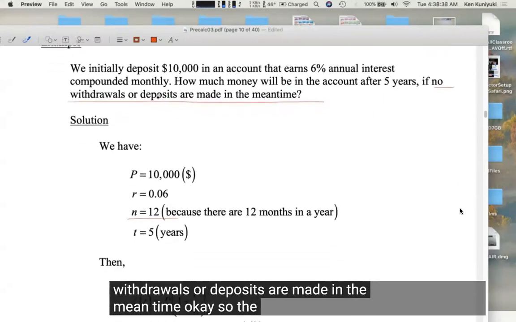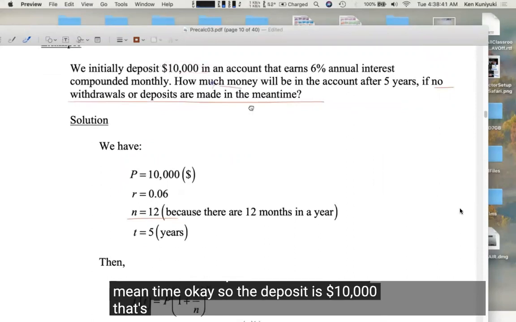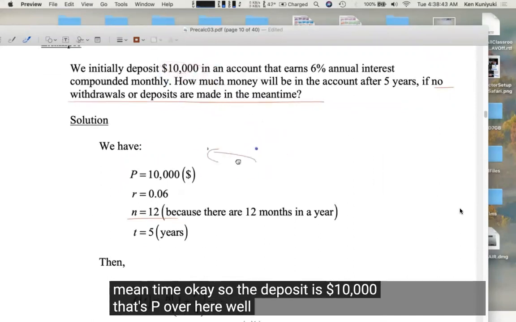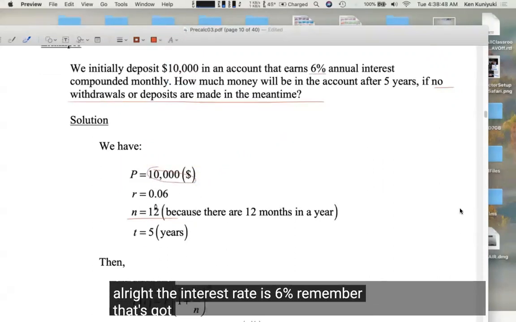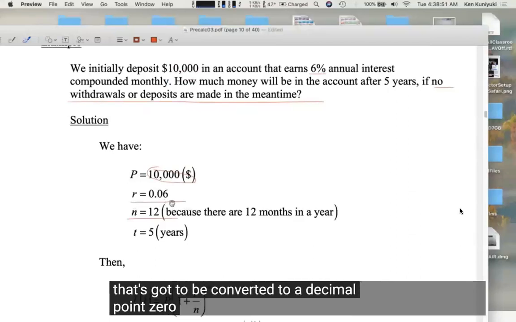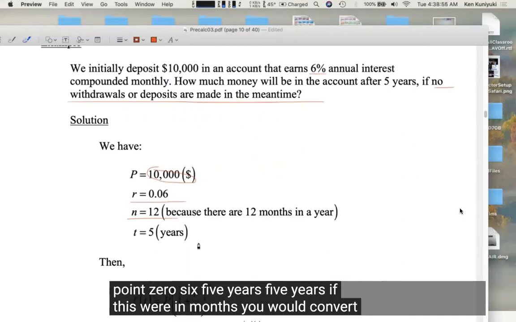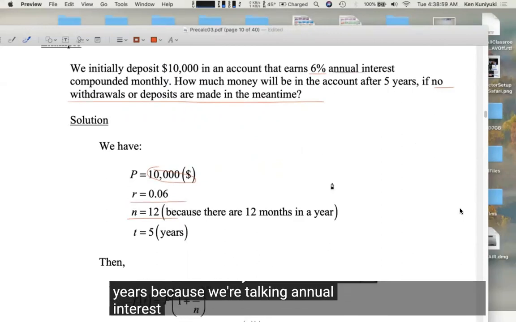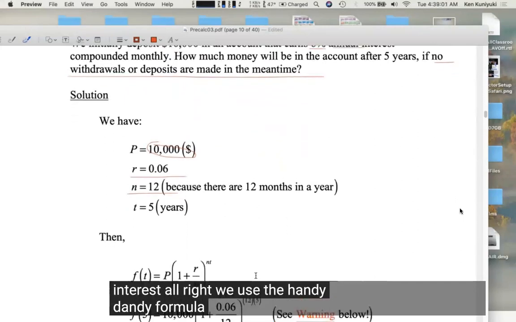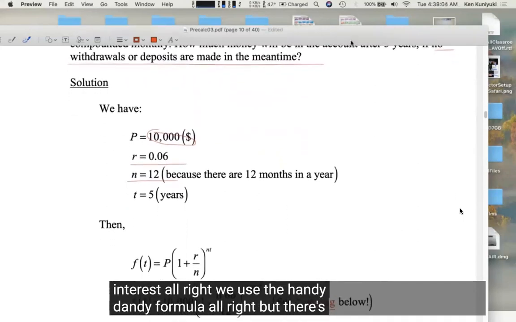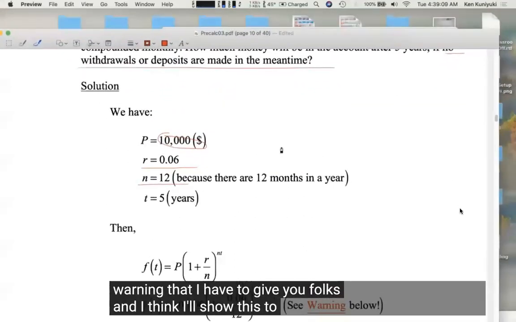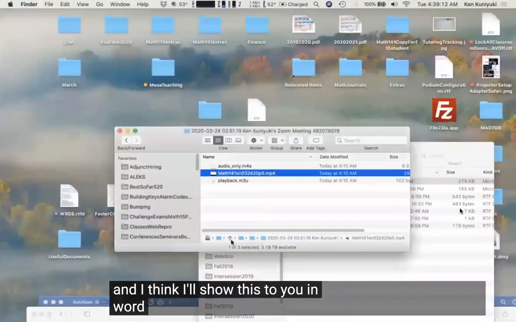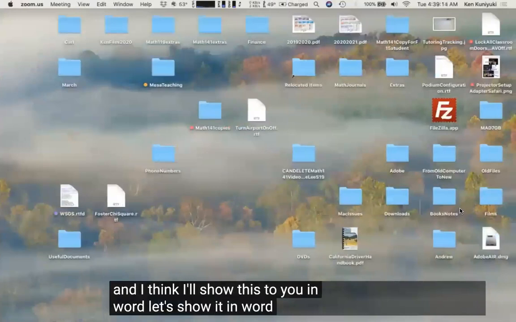Okay, so the deposit is $10,000. That's P over here. The interest rate is 6%. Remember, that's got to be converted to a decimal, 0.06. 5 years. If this were in months, you would convert to years because we're talking annual interest. We use the handy dandy formula. But there's a warning that I have to give you folks, and I think I'll show this to you in Word.